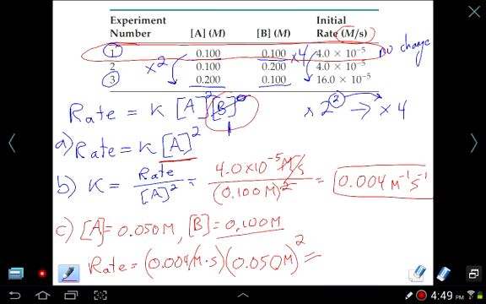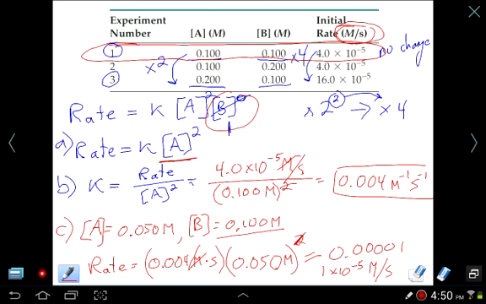And you should get yourself a rate of 0.00001. If you want to write this in scientific notation, this may be a little easier. We get 1 times 10 to the negative 5th. And then the units, because this is rate, should still be molarity per second. In fact, this molarity cancels out with one of these molarities. We're left with molarity per second.